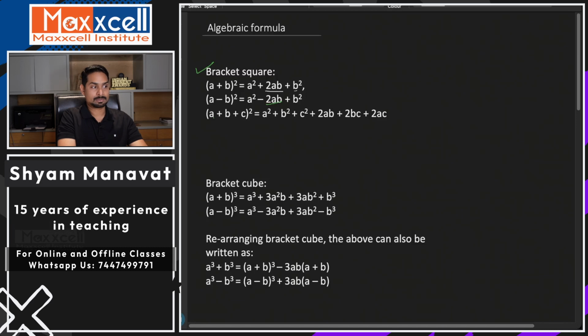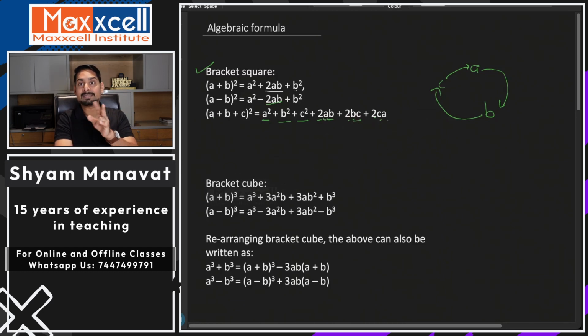(a plus b plus c) whole square, this you can remember like a square plus b square plus c square. Then you take two terms at a time. So 2ab, 2bc, 2ca. Instead of ac, let's write it ca. I know it's one and the same thing, but there is something called a cyclic approach, where we see b after a, c after b, and then a after c. So let's try to remember like ab, bc and ca.